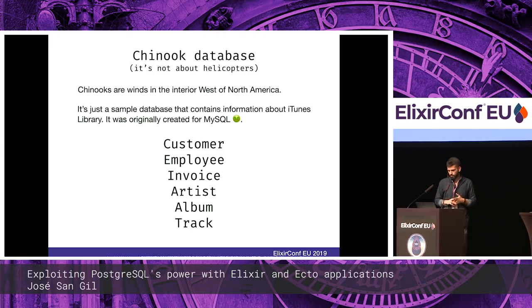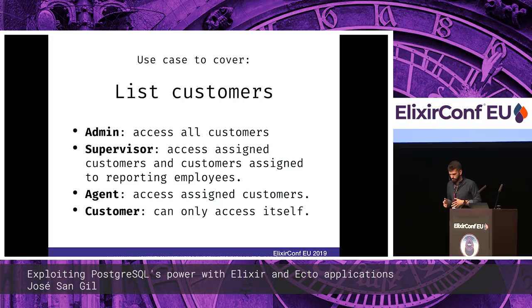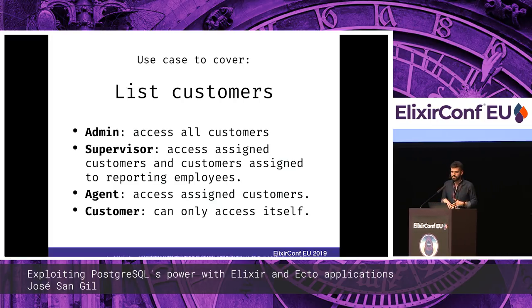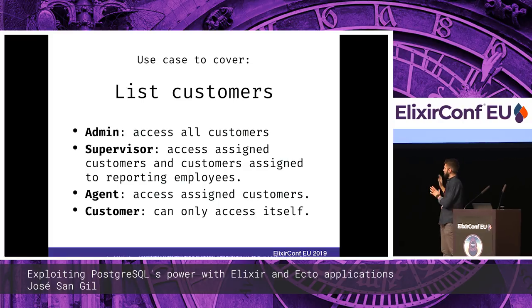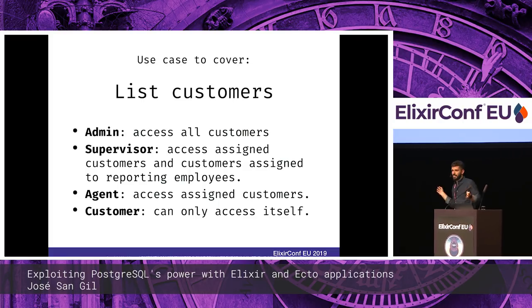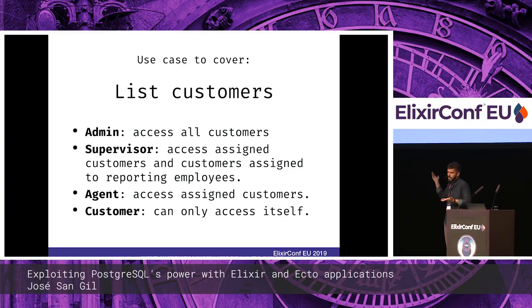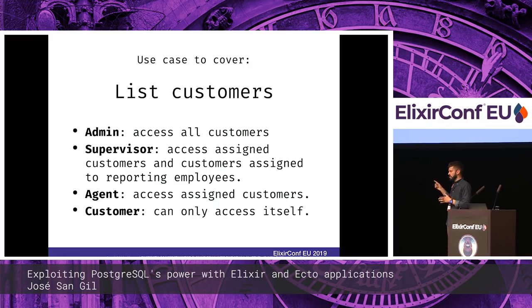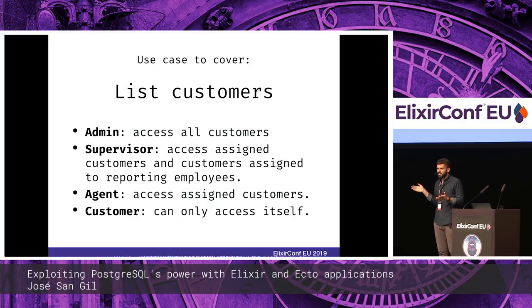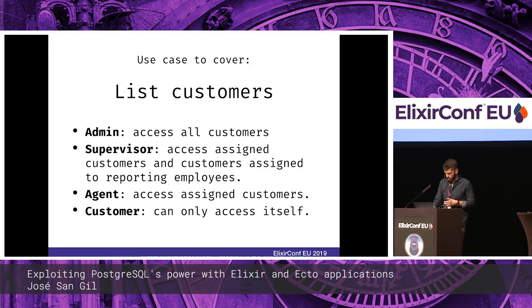For the sake of brevity and for this demonstration, we're just going to stick to customer, employee, and invoice. Imagine that we have a use case where we need some way to list all the customers that we have in our database. During the definition of this domain model, we realized we needed four kinds of users. We have the admins, which can access all the customers in the system. We have the supervisors, who are employees that can access all the customers assigned directly to them or assigned to other employees called agents that report to them. We have the agents, who are also representatives and can access the customers assigned to them. And then we have the customers themselves.